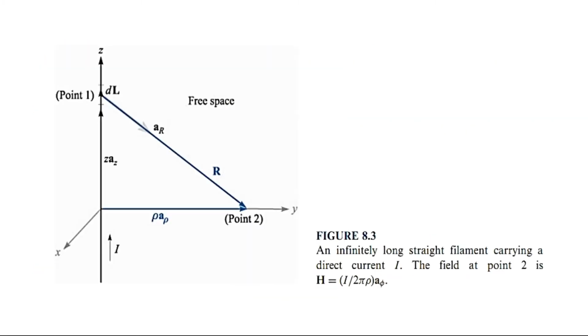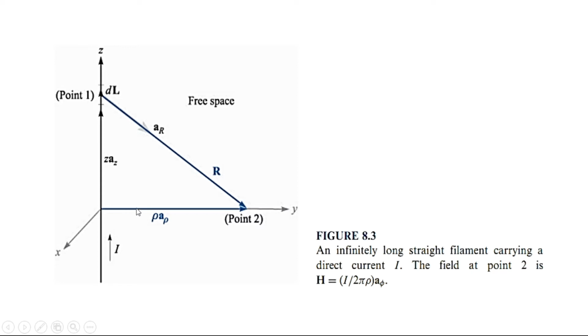So if we look at this filament, the magnitude of the magnetic field intensity actually depends upon this distance. If we move towards the filament, the magnetic field strength will increase. If we move away from the filament, the magnetic field strength will decrease. Similarly, at this point, the direction will be along the phi. So, if we consider this filament, the magnetic field intensity will be in the form of circles.